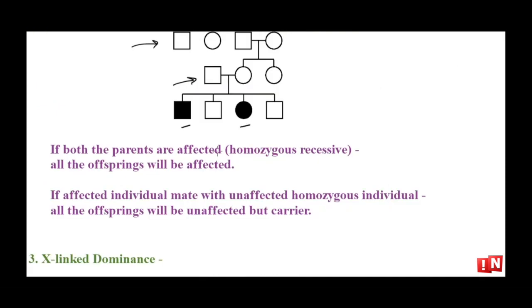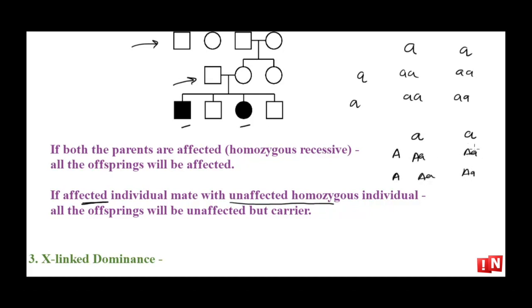Again, if both the parents are affected, that means both are in homozygous condition. So definitely all of their offspring are going to be affected. If an affected individual is mated with an unaffected homozygous individual, all their offspring would be normal, as we can see, but all of them would be carriers for this particular disease, and they will pass this allele to the next generation.